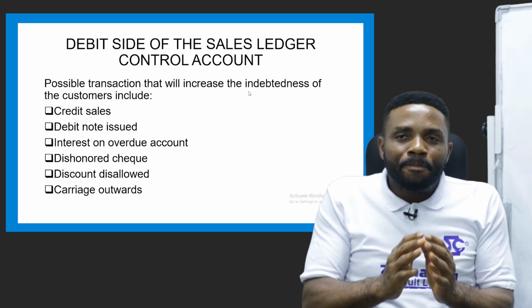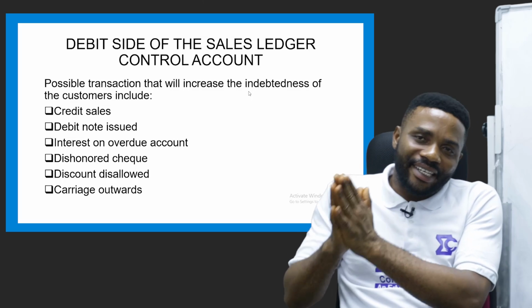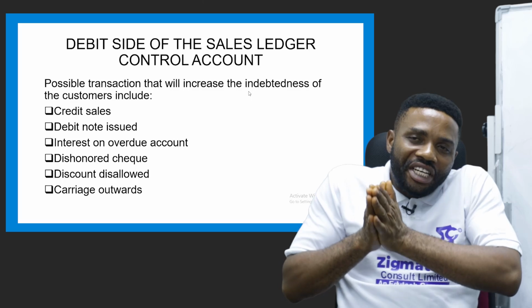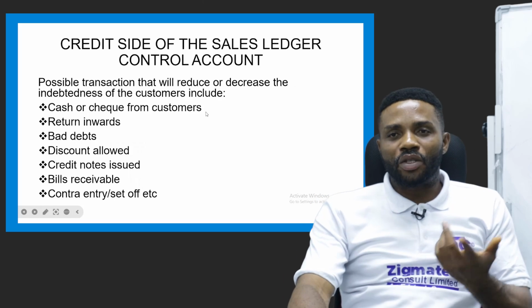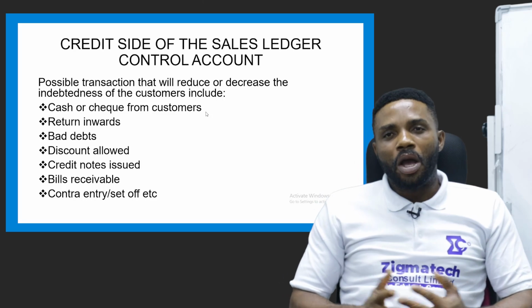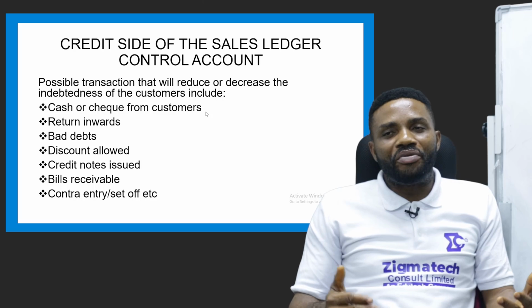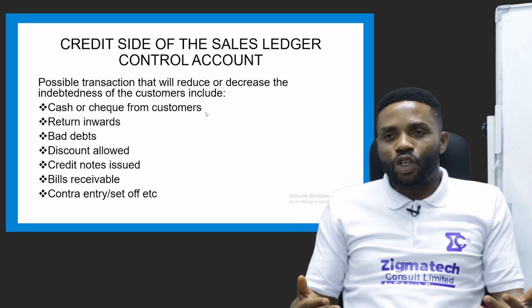Let's now look at possible items that can be on the credit side. What will now reduce the indebtedness of our debtors? Let's look at it. Credit side of the sales ledger control account. Possible transactions that will reduce or decrease the indebtedness of the customers include.